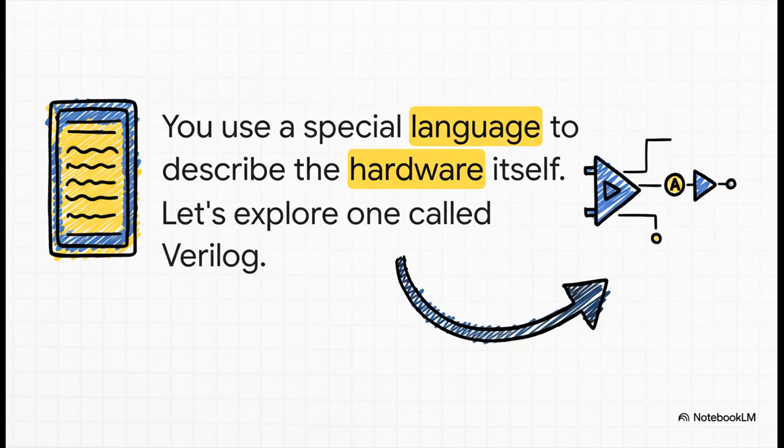Well, the answer is you use a special kind of language called a hardware description language, or HDL. Today, we're going to get to know one of the biggest ones out there, Verilog. Now, here's the thing to remember. This is less like writing software for an app and way more like drawing a super detailed electronic schematic, but with words. It's a whole different way of thinking. So let's see how it works.